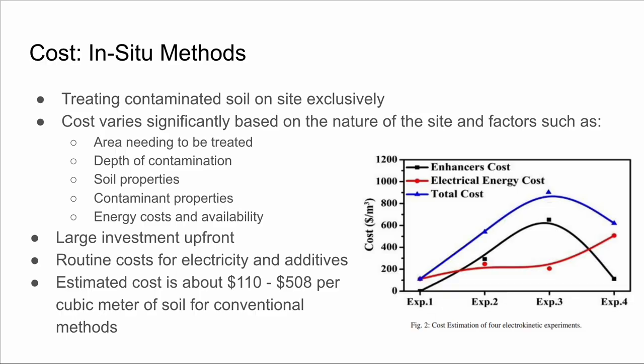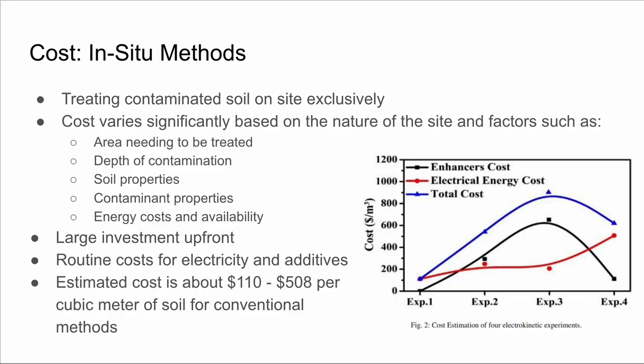And the cost for an in situ treatment is going to vary significantly based on the nature of the site and a bunch of factors just pertaining to the site. So you have to take into account the area that you need to treat. That kind of deals with how many electrodes you're going to need to install. If you have a much larger area of contamination, you're going to need more electrodes, which is going to cost more money. This also goes hand in hand with the depth of contamination.